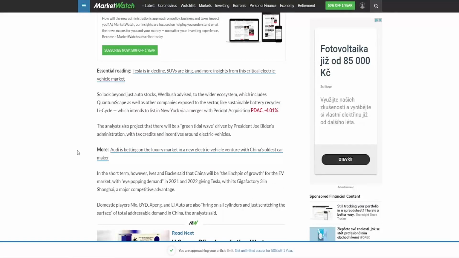Some analysts say that in the short term, China will be the linchpin of growth for the EV market, with eye-popping demand in 2021 and 2022, giving Tesla with its Gigafactory 3 in Shanghai a major competitive advantage. However, I think they still don't realize that people from a country love their domestic products. It doesn't matter if it's a phone, a TV, a technology company, or a car company. There will still be people supporting their country's brand. I don't know if they're accounting for that, but I just want to point this out.